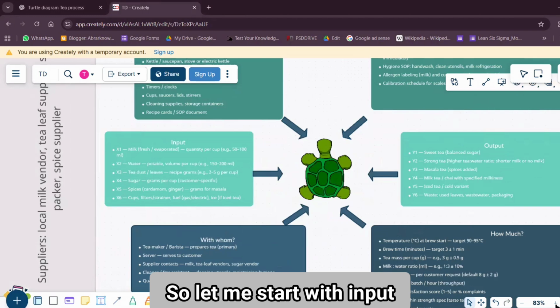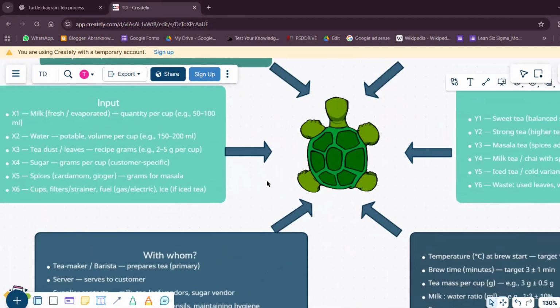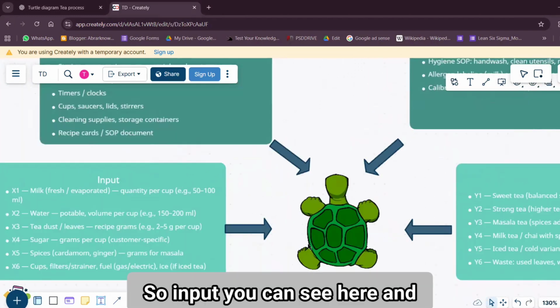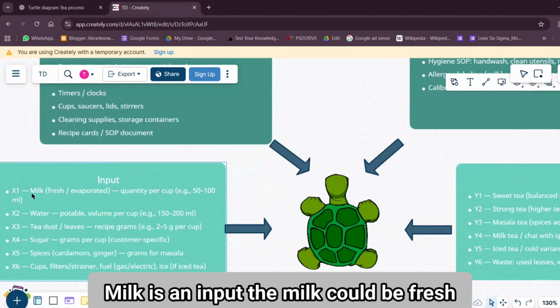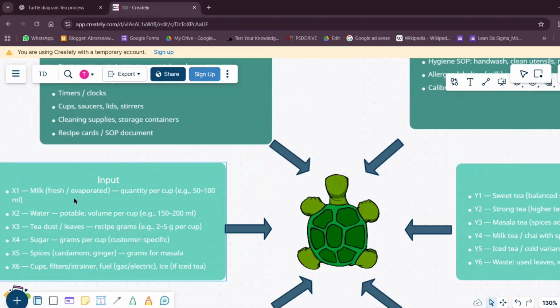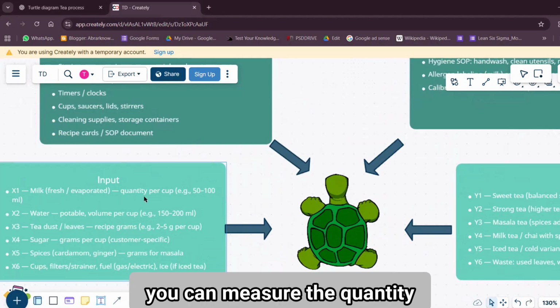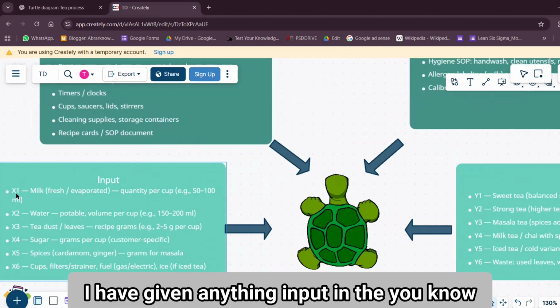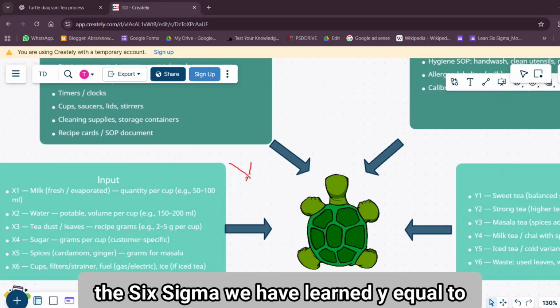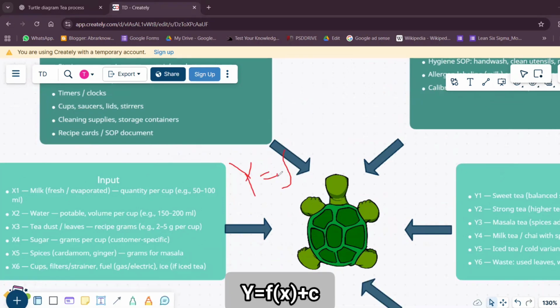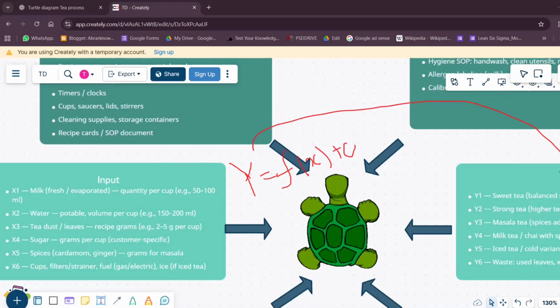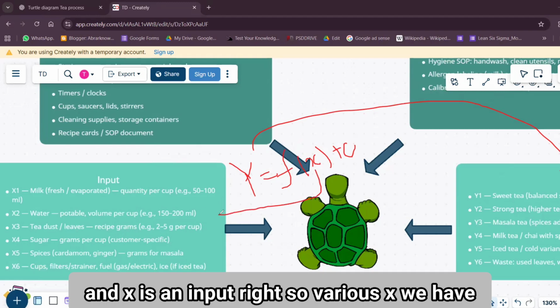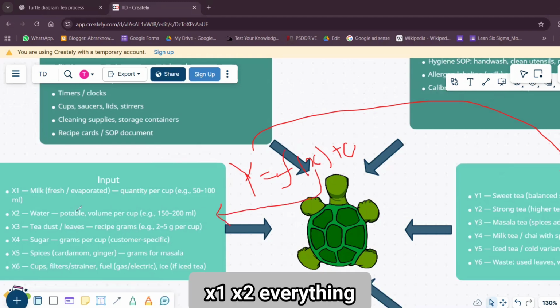Let me start with input. Here you can see milk is an input. The milk could be fresh or evaporated, and then you can measure the quantity. In Six Sigma we have learned y equals f of x plus c. Y is nothing but the output that you can see here, and x is an input, right? So for various inputs we have x1, x2, and so on.